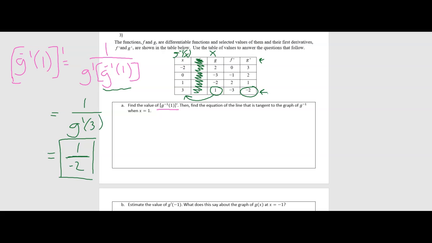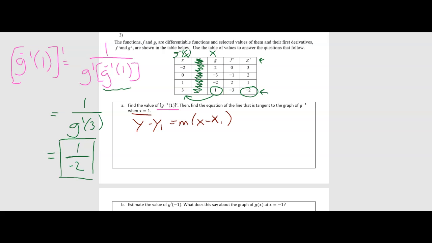All right, then it says find the equation of the line that is tangent to the graph of g inverse when x is equal to 1. So again, we've done tangent lines before. We start off with our general equation. We've already found our m. We've already found our slope because we've done the derivative. That's -1/2.